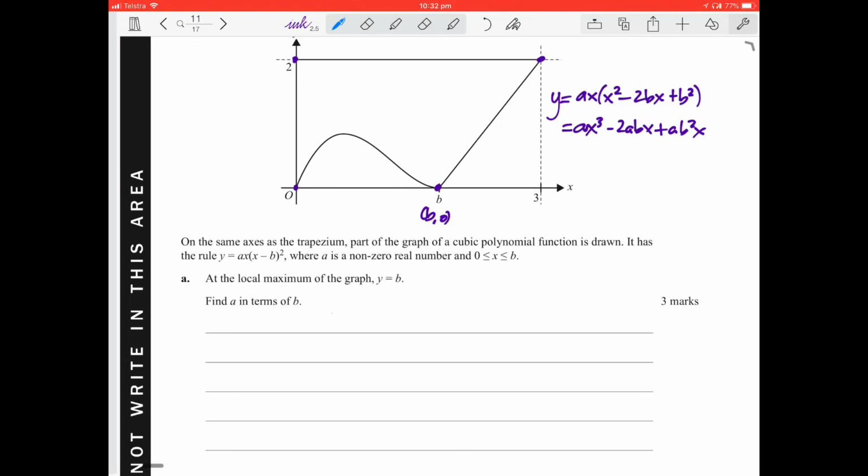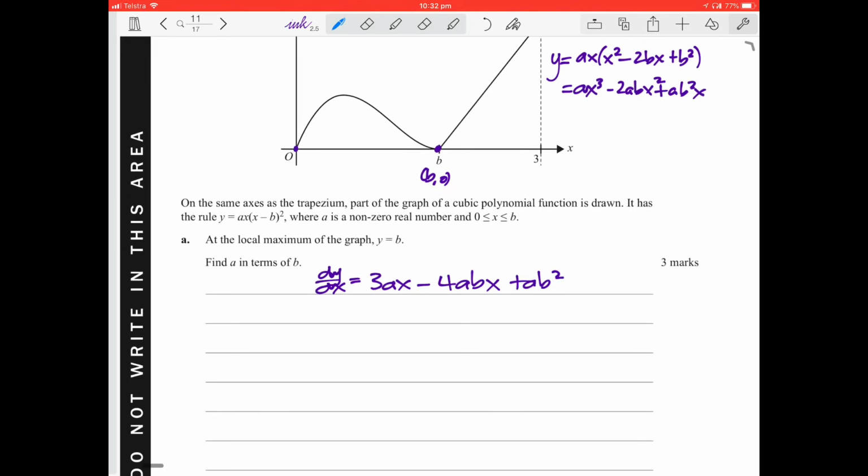So let's say dy/dx is equal to 3ax² minus 4abx plus ab². When dy/dx equals 0, we know that y equals b.